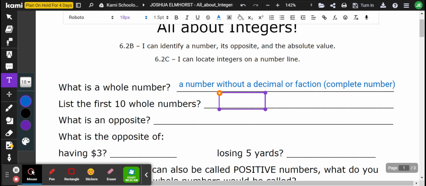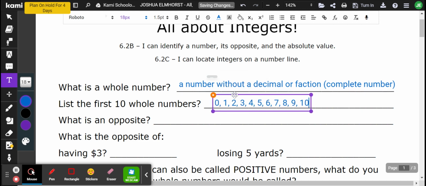So we're going to start looking at the positive side of numbers: 0, 1, 2, 3, 4, 5, 6, 7, 8, 9, 10. So these are also called our natural numbers or counting numbers.